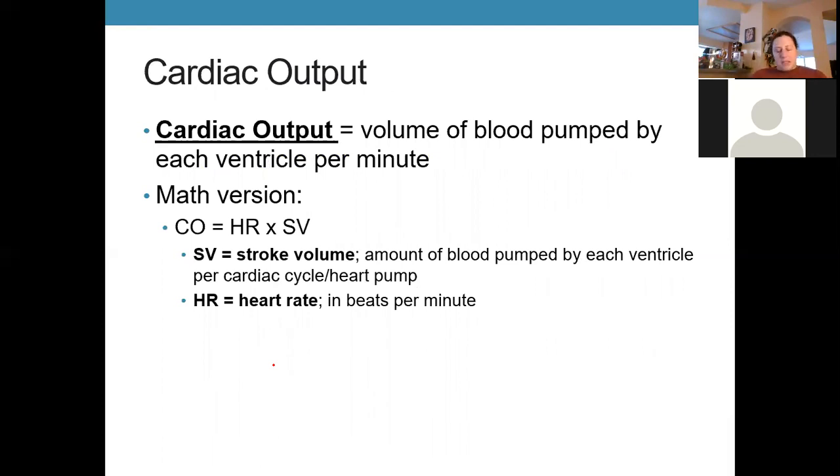So first thing to understand when we talk about this type of homeostasis is cardiac output. So cardiac output is defined as the volume of blood pumped by each ventricle per minute. Now each ventricle should be moving the same amount of blood, because even though we have two separate circuits, they are connected to each other, right? And so we should always have the same cardiac output on each side. The way that we work that out is that cardiac output is equal to the stroke volume, so the amount of blood pumped per cardiac cycle, times the heart rate, which is the number of times the heart is pumping per minute.